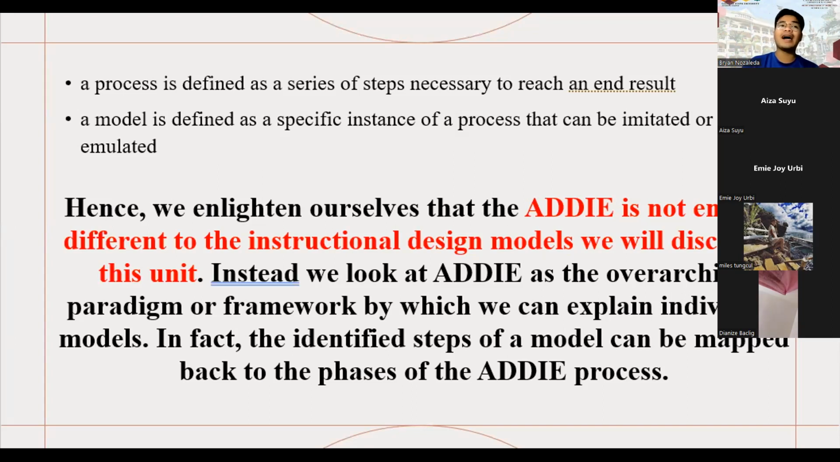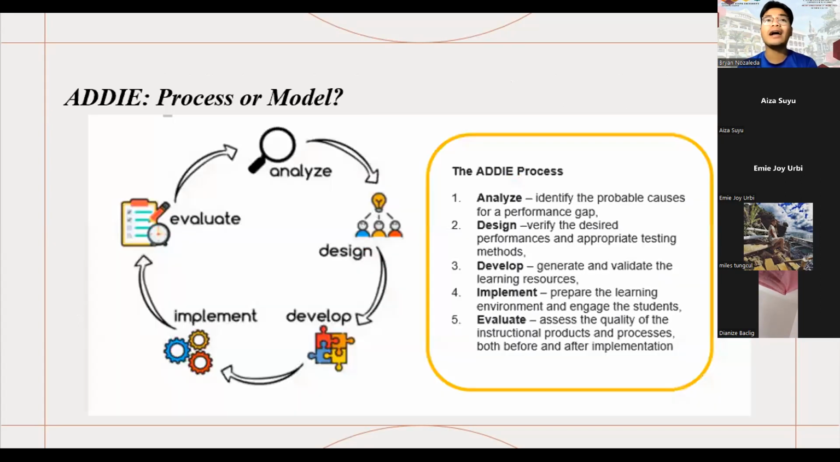Okay, so what is the ADDIE process? Why is it called ADDIE? ADDIE is actually an acronym of the 5 steps or procedures in the ADDIE process. What is this? So we start with A, which is analyze, and then design, and then develop, and then implement, and then we evaluate. Okay?